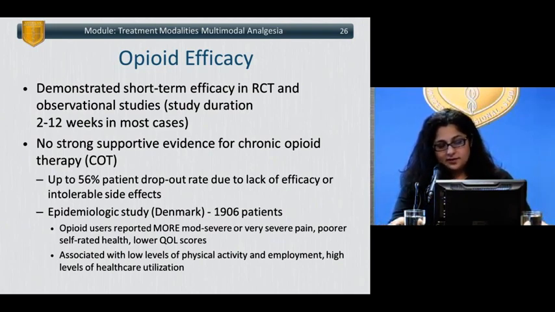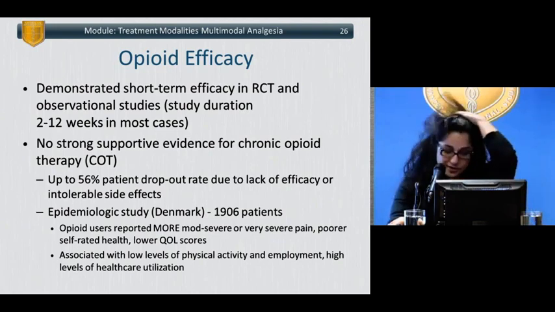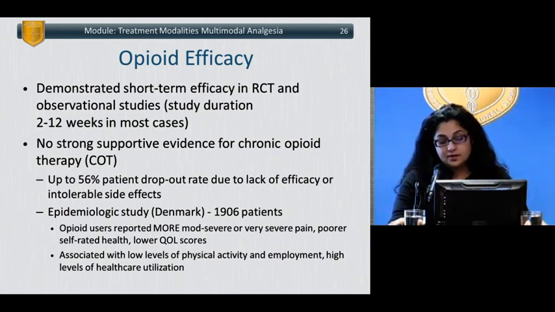Again, regarding opioid efficacy, we mentioned that randomized controlled studies and observation studies have shown that opioids can be beneficial in acute pain, but there isn't any supporting evidence for chronic long-term pain. There's an epidemiological study done in Denmark. About 2,000 patients were enrolled, and they found that patients that were taking opioids for long-term treatment reported more moderate to severe pain, as well as lower quality of life scores. And they had lower levels of physical activity as well.